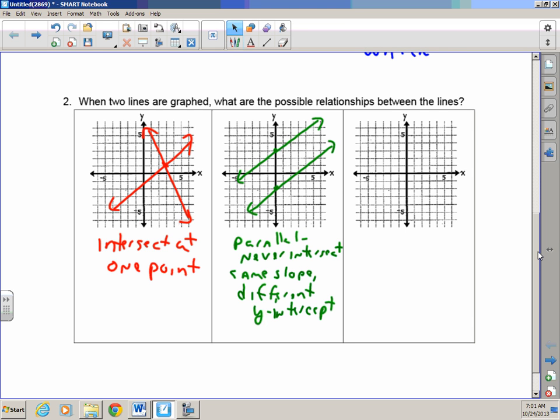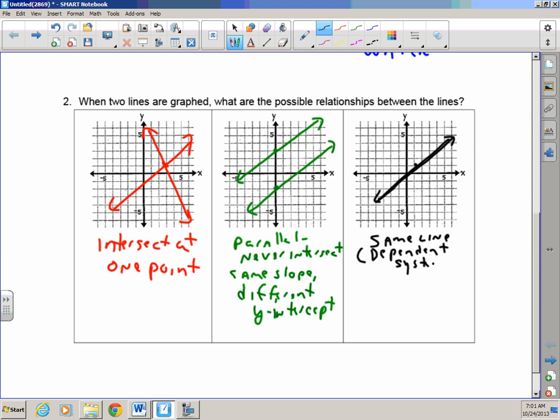And then the third scenario is that when I graph a line, the second line would graph right on top of it. That means they are the same line, which is also called a dependent system, which means the lines have the same slope and the same y-intercept.